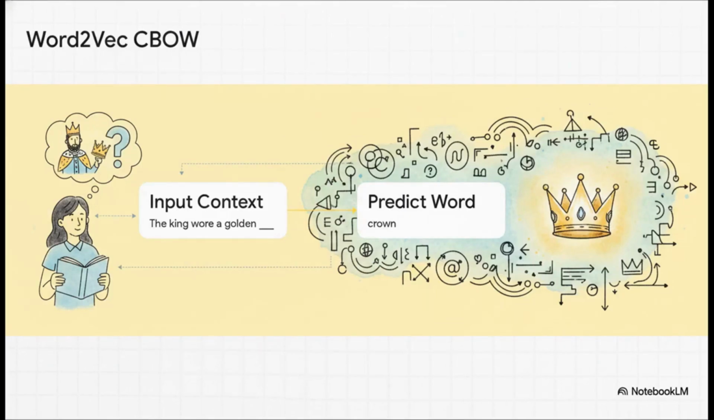One of the most famous models to pull this off is word2vec. Think of it like a student constantly taking fill-in-the-blank tests. This is its continuous bag of words method, or CBOW for short. The model gets an input, something like, the king wore a golden blank, and it has to predict that missing word, crown. By constantly practicing how to fill in those blanks, it learns which words share a semantic space.